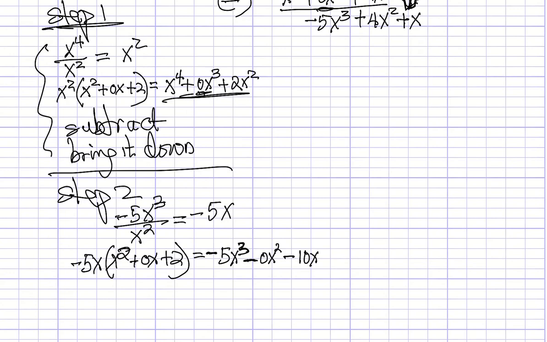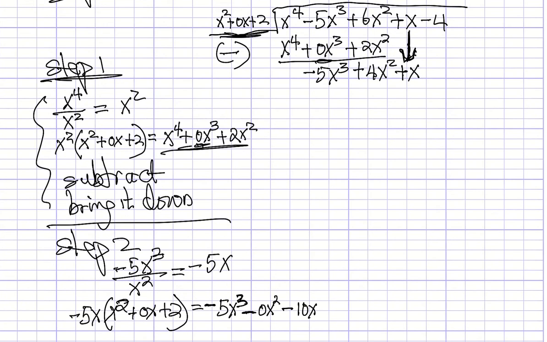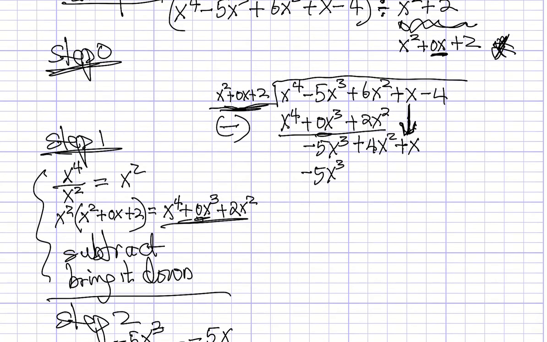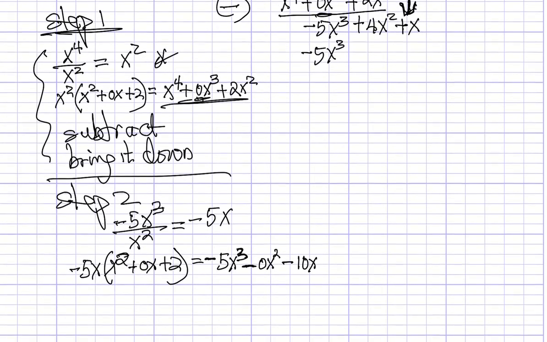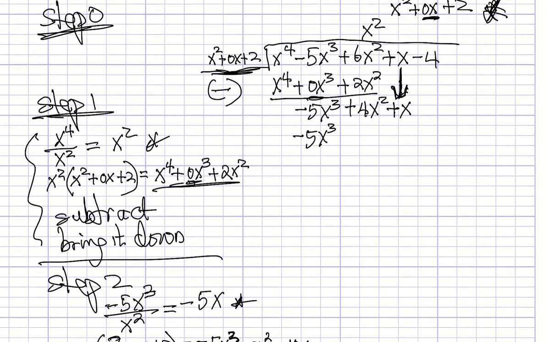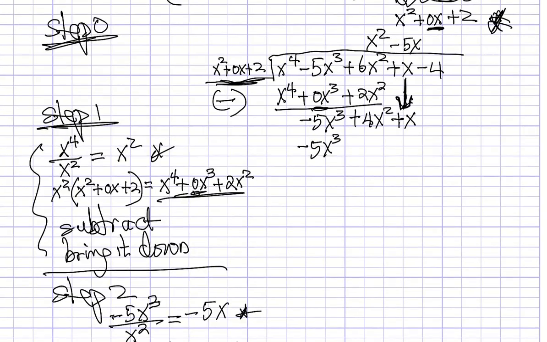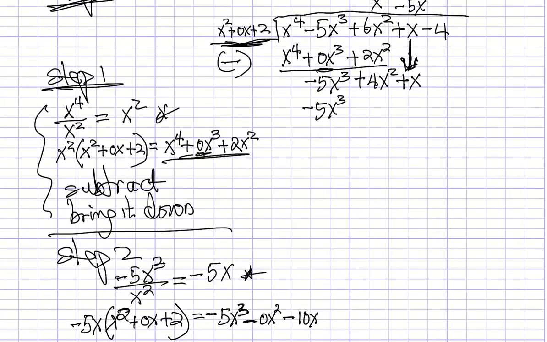So once you get that, you move it over here and say negative 5x cubed. Now you see, I keep writing what I got. We got negative 5x, so we'll copy that over. Negative 5x cubed, plus 0x squared, negative 10x.